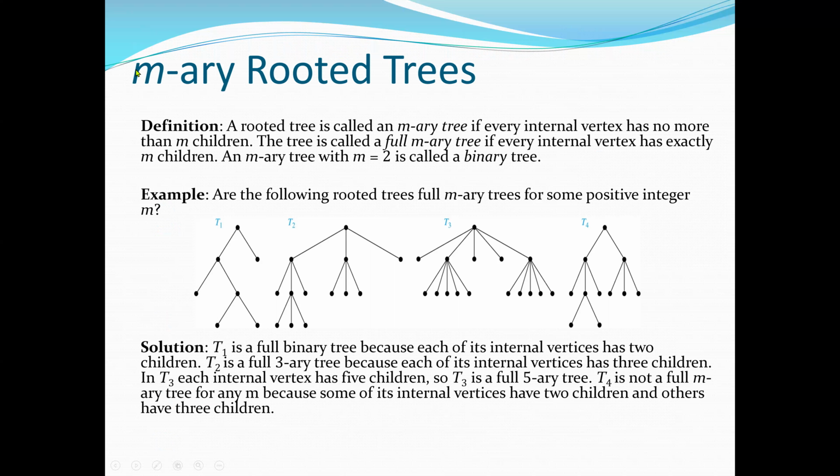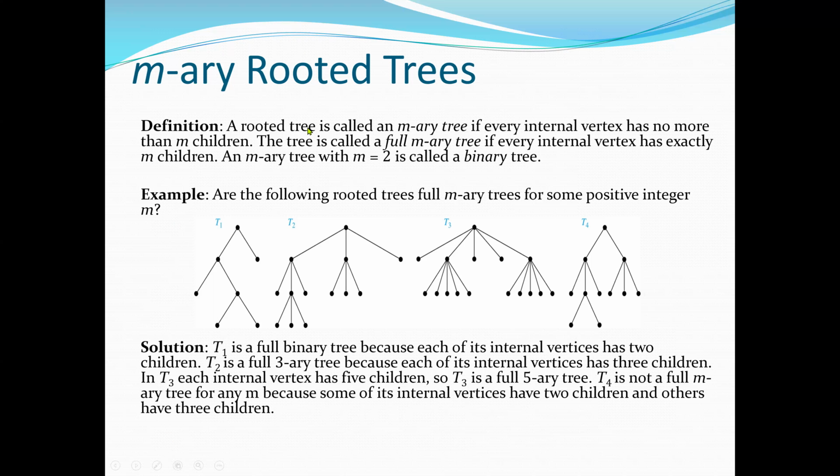So we also move to the next, m-ary rooted trees. What we mean here is that a rooted tree is called an m-ary tree if every internal vertex has no more than m children. So example would be a binary tree. A binary tree means the internal vertices have exactly 2 or fewer children. You can't go more than 2 for binary. So the m-ary tree depends on the number of children each vertex has.